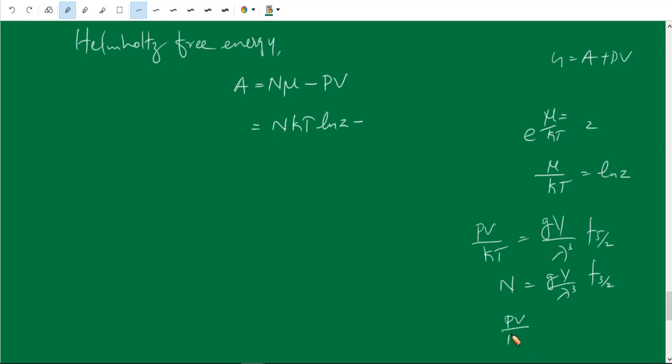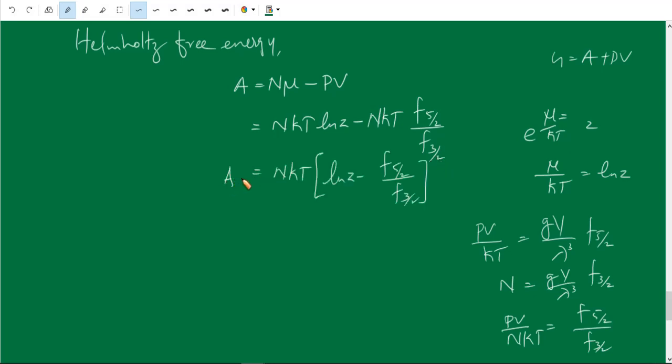PV divided by NkT, just divide with this thing, NkT is equal to f5 by 2 divided by f3 divided by 2. So divide this expression from this. Okay, so we'll get PV by NkT, so what is PV then? NkT f5 by 2 divided by f3 divided by 2. So in terms of this Bose-Einstein function, we can write the Helmholtz free energy also.